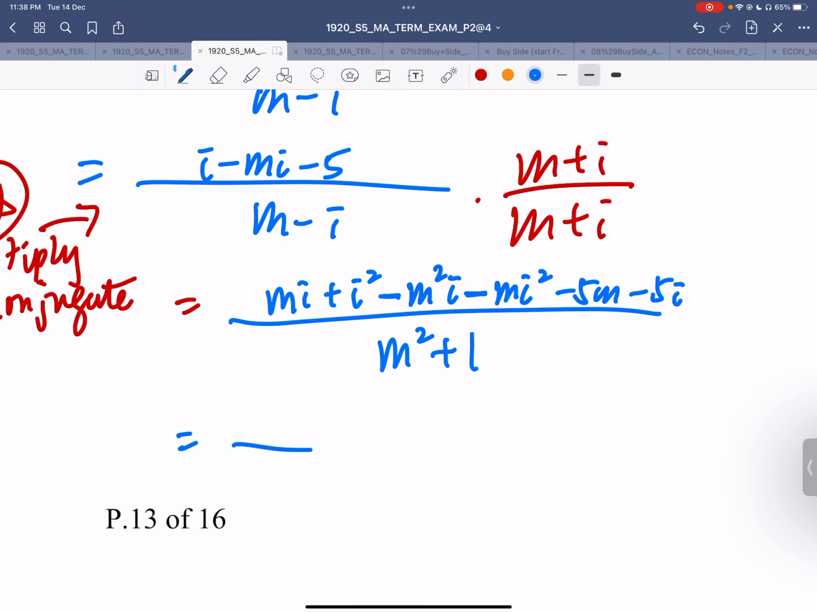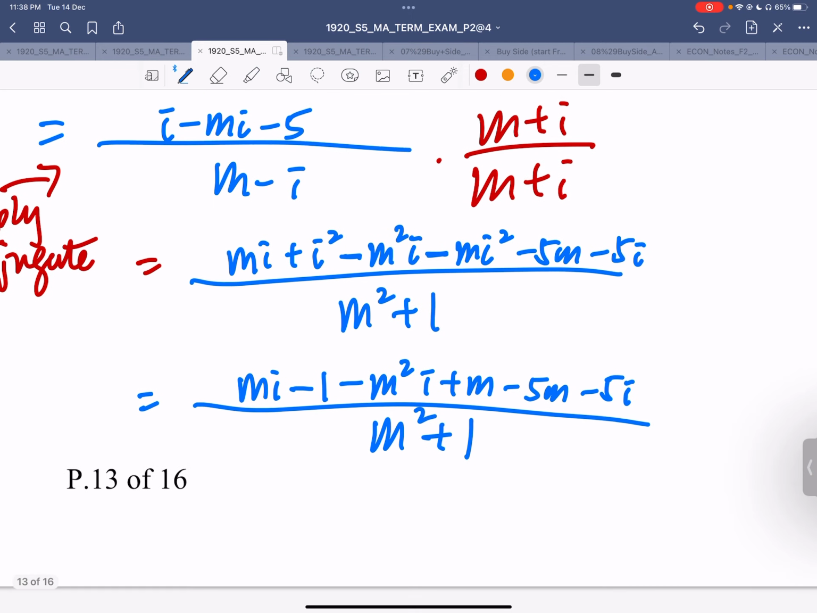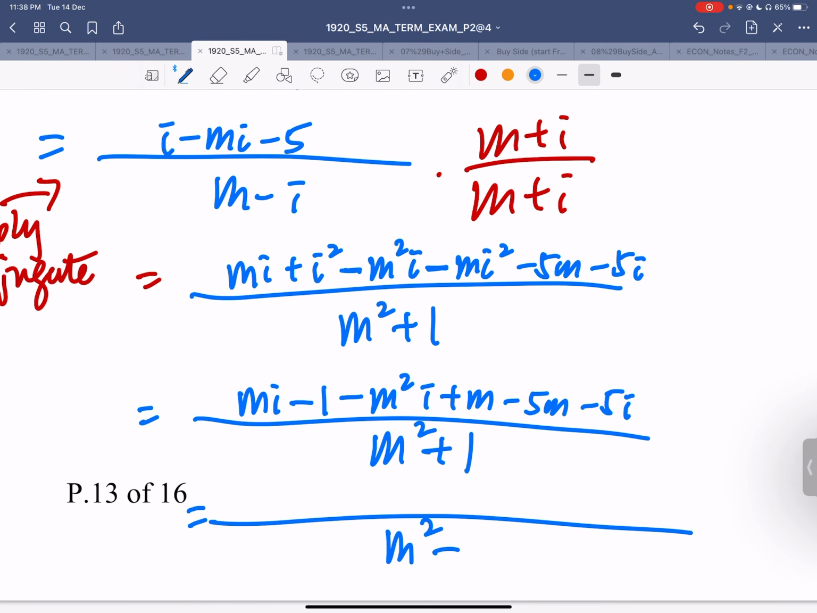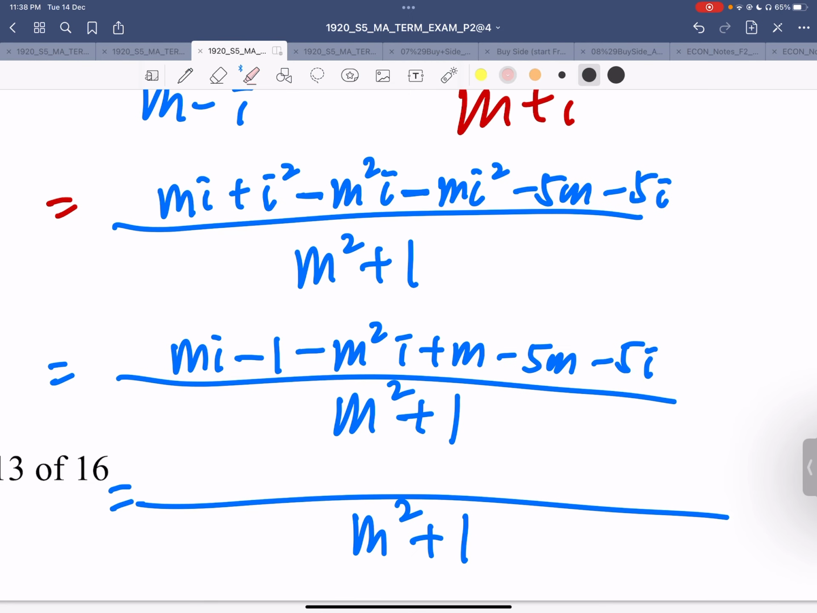So let's see, okay, m squared plus 1, then it will be equal to what? I simplify the I squared first. I squared means -1 minus m squared I, and minus m times -1 means plus m minus 5m minus 5I. All right, so m squared plus 1, let's group the I together, because after you group the I together, you can do some simple operations, okay? So you can isolate the two parts, the real part and the imaginary part, okay?